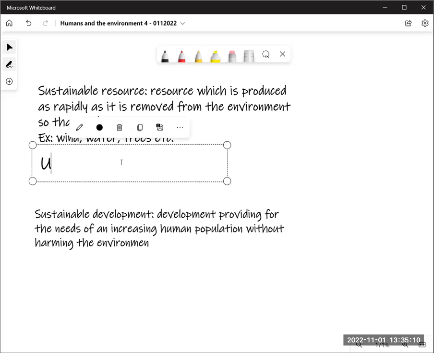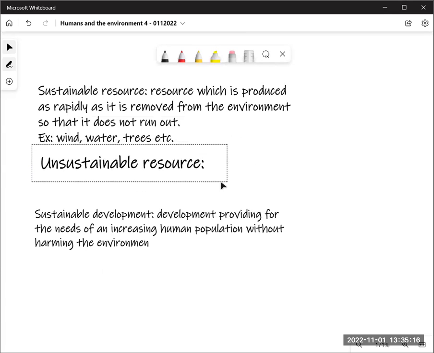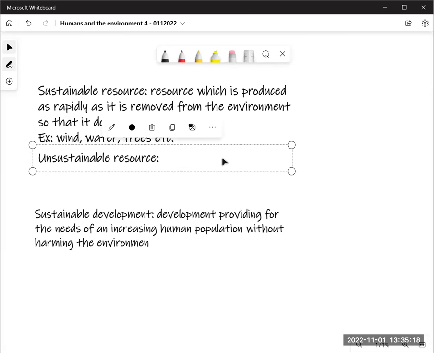Next thing is unsustainable resource. Well, it's just the opposite. I won't ask you what it is. It's the opposite of this, which cannot be formed as quickly as it is being used up. The example of this is fossil fuel, a big one. Plastic.